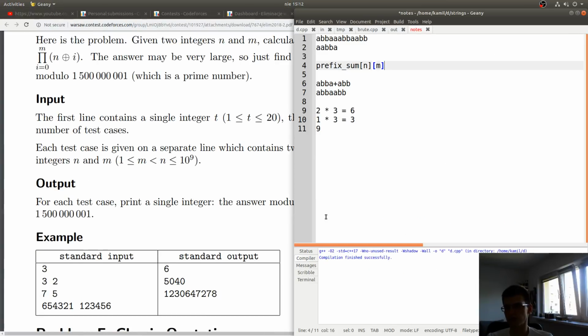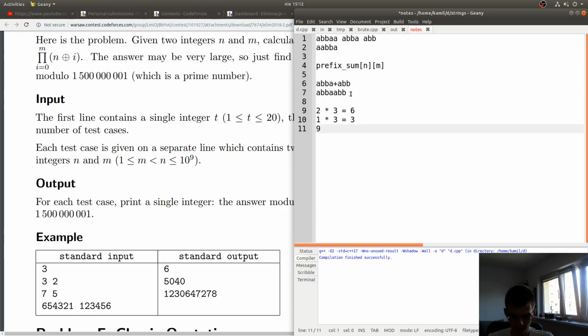Okay, and then we must somehow combine them. So when we have a query about some prefix and some suffix, iterate over a way to divide the small string, and add to the answer the product of the prefix sum here for this prefix that you chose in the small string and the suffix here.